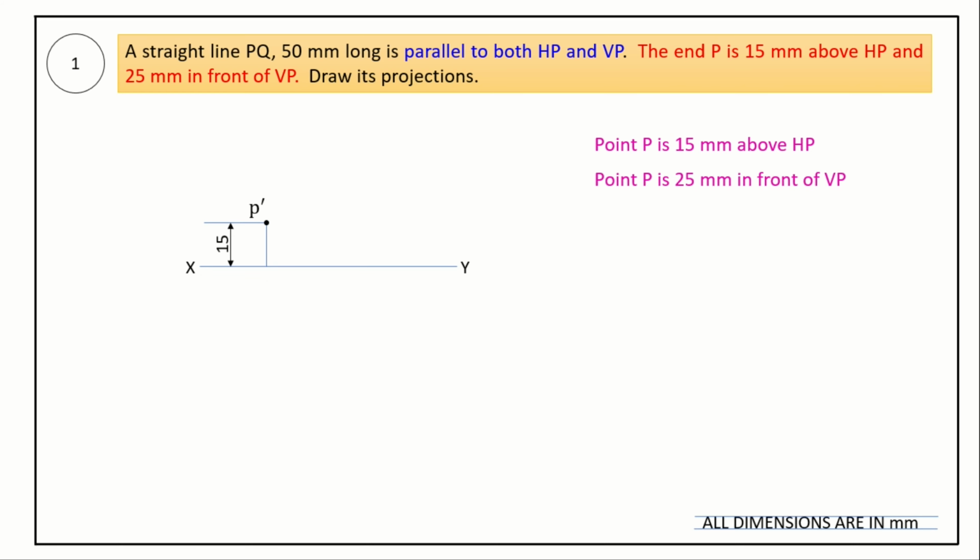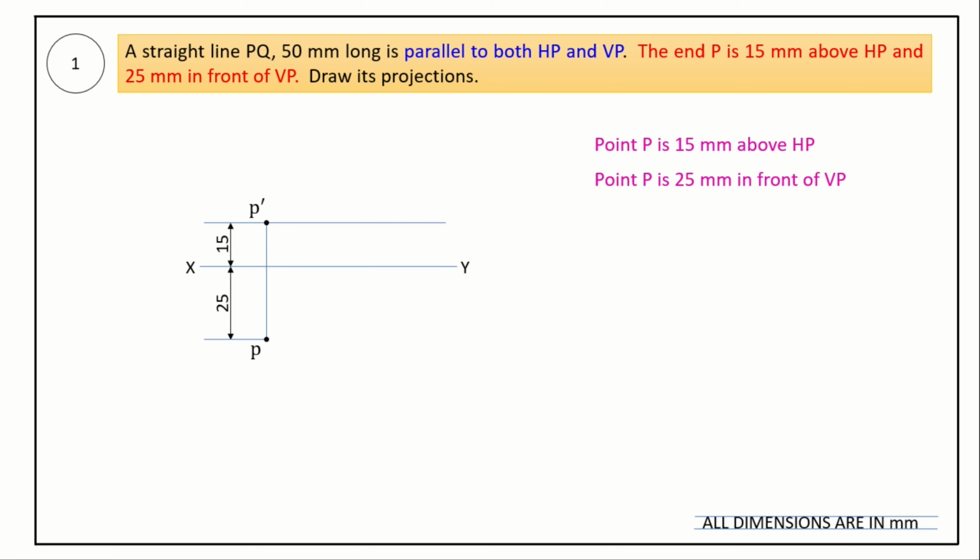It is given point P is 25 mm in front of VP. So, the top view of the point P is 25 mm below XY. Again, from the reference line, measure 25 mm, mark the point as P. This point P is 25 mm below XY. So, here we have located the projection of the point P, one end of the line PQ. Our aim is to now draw the projection of the point Q.